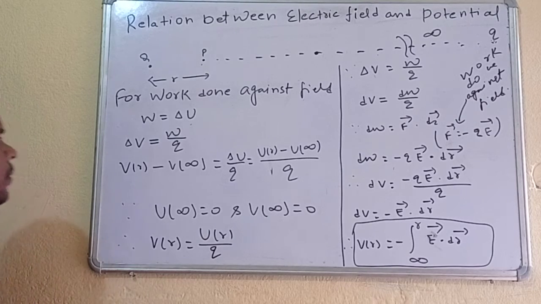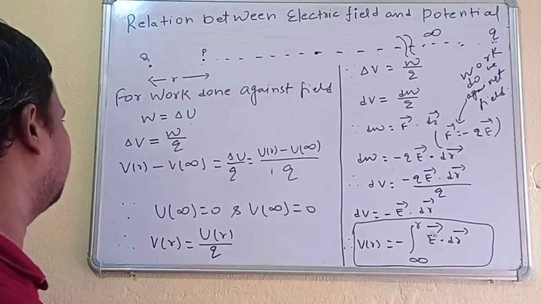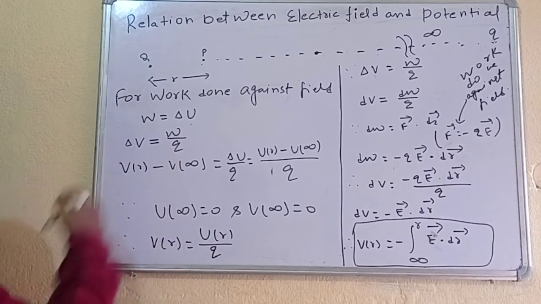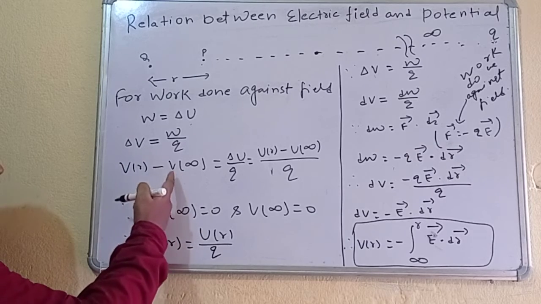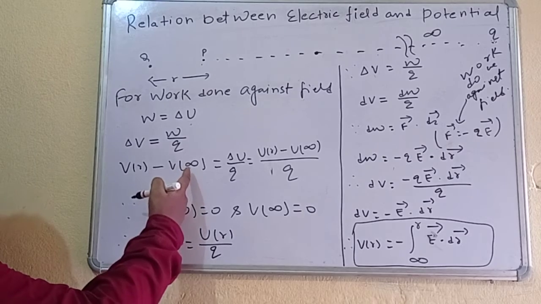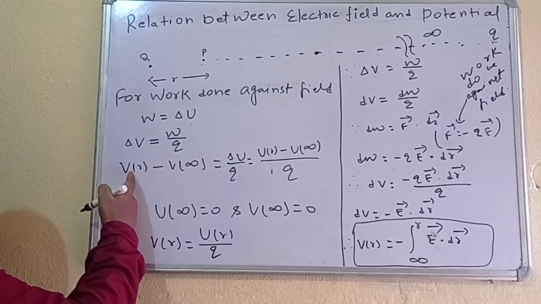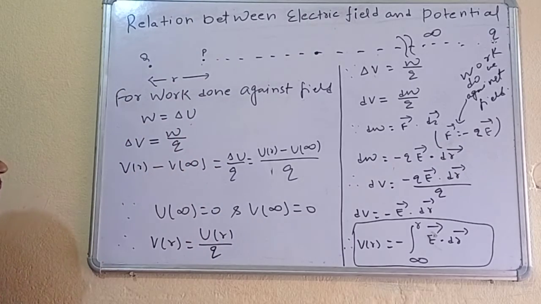According to the definition of electric potential, it is defined as work done per unit charge to bring a charge from infinity to a point. So according to that definition we can write the change in potential equal to work done by charge. Further it can be written as V_R minus V_infinity, because V_infinity is the electric potential at infinity, as we bring the charge from infinity. So this is the potential at that point P at distance r from Q.